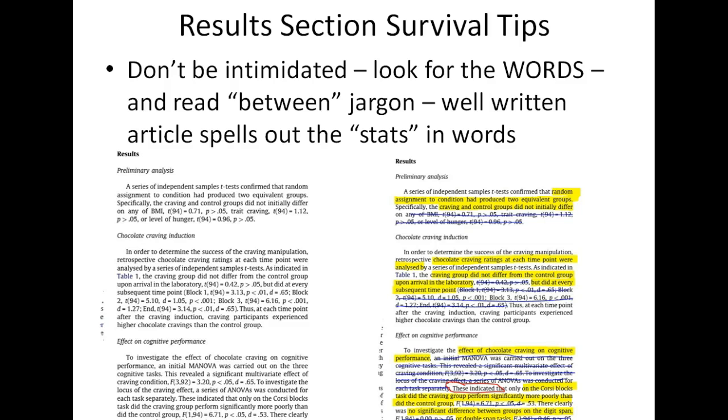Random assignment to the condition had produced 2 equivalent groups. What's that mean? 2 equivalent groups. Specifically, the craving and the control group were not different. Oh, that's good. And see where I crossed out all the numbers and jargon? You didn't need to know that, but that's what this statement tells you.